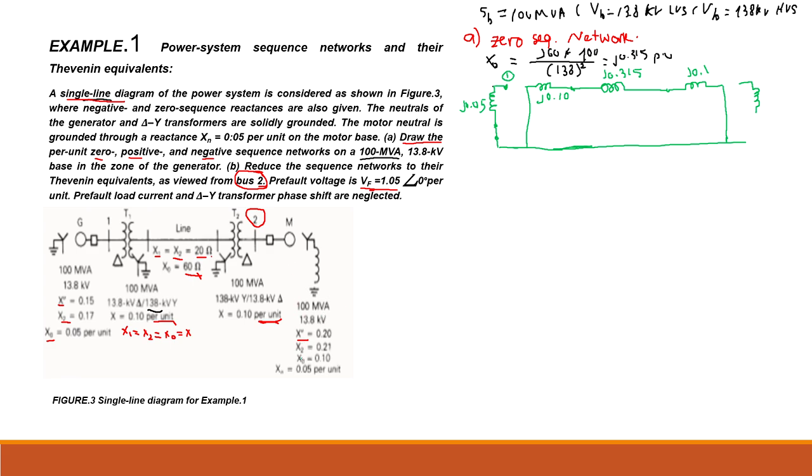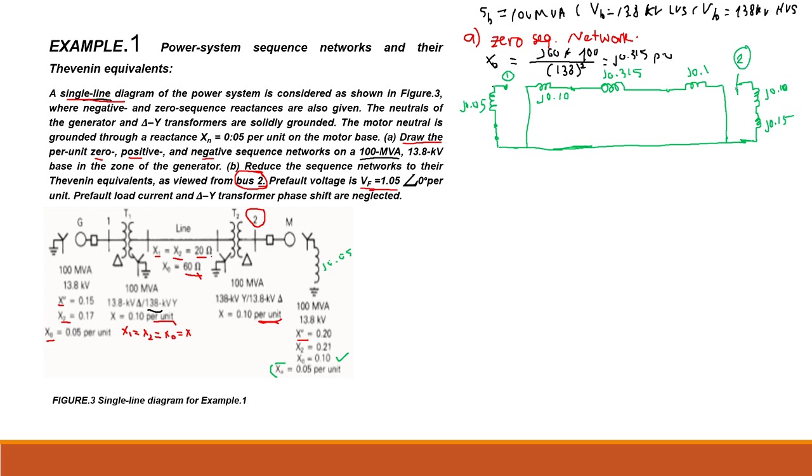We see that the zero sequence network for the motor is J0.10. And we have Xn equal to J0.5. In the zero sequence network, this reactance is multiplied by 3. So also we have here a reactance of J0.15 per unit. And this is bus bar number 2.